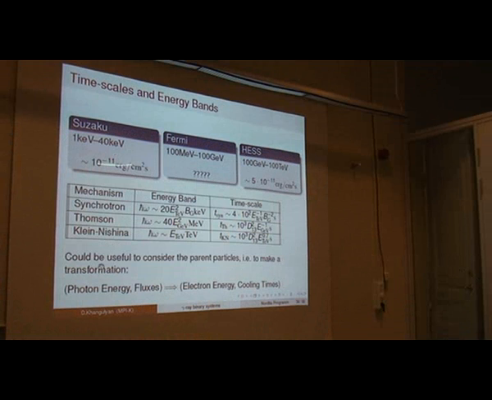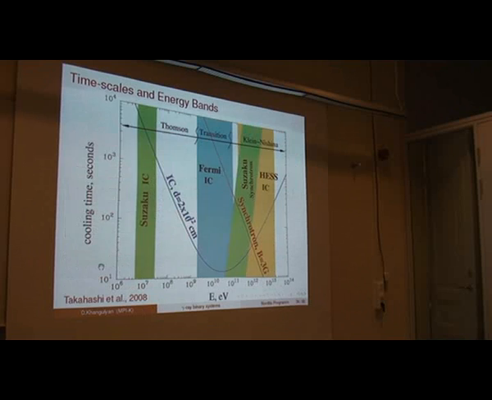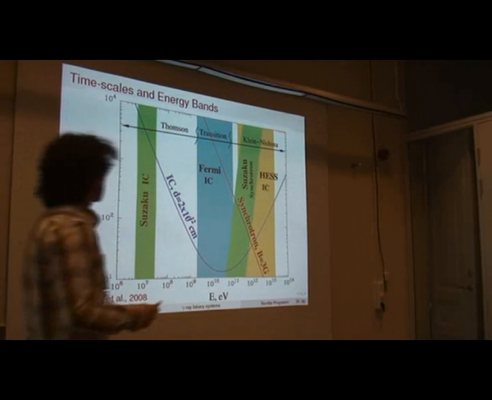So we have these three energy bands. This system was detected with Fermi, but they have not yet released the real energy fluxes. We have these three different energy bands, and different mechanisms may be responsible for the production of the emission. It's interesting to change the view, to go from the photon energy to the parent particle energy, the electron energy, and from the fluxes to the cooling times. One can combine the same thing in this plot.